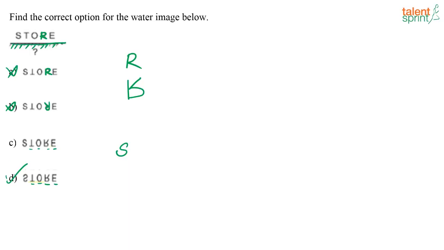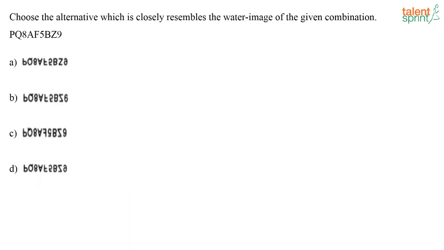When you compare C and D, all other letters are the same. S has to be inverted, so it should look like this. See, drawing this inverted image is very difficult to visualize and draw. The correct answer is option D. This is wrong. Next one.